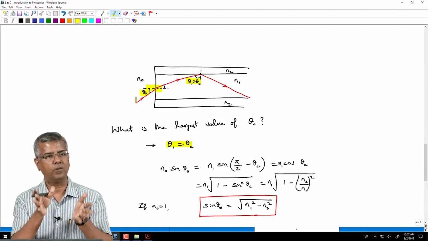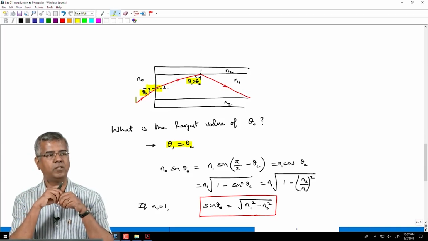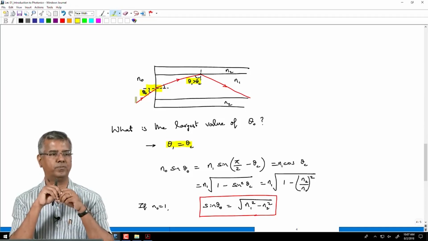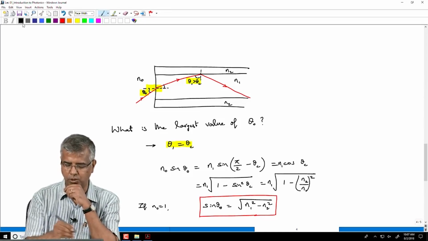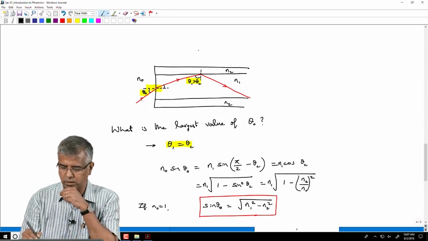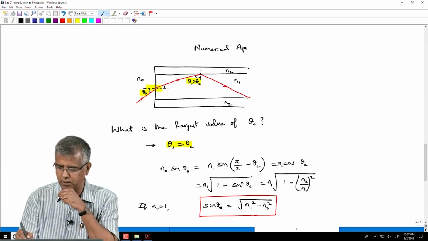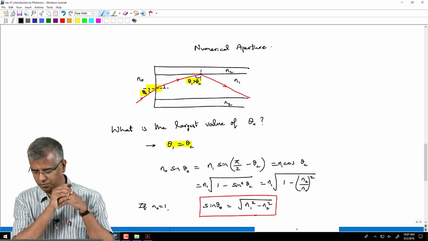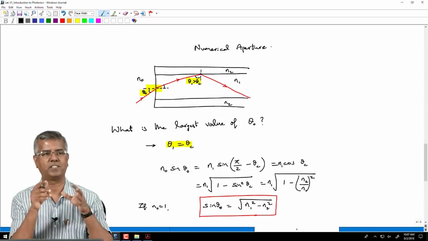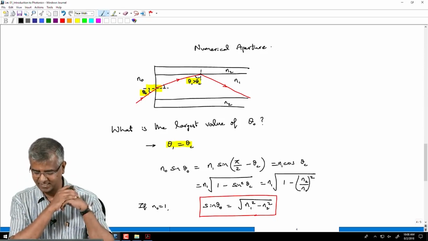So this cone of angles that is allowing light to be guided in this structure is called the numerical aperture of this endoscope. So what we are actually trying to get to is the numerical aperture of this waveguide, of this light guide. We have not started talking about waves, so we will just keep it as a light guide.